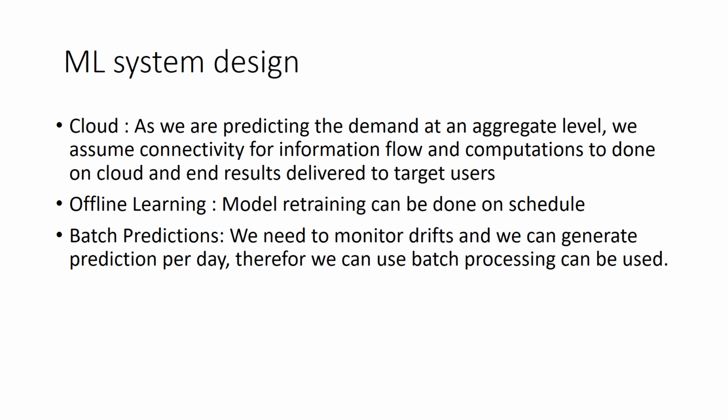Offline learning. Model retraining can be done on a scheduled time frame, and hence it does not need to be online all the time, and we can use an offline learning model here. Batch predictions. We need to monitor drifts, and we can generate the predictions per day. So it does not have to be real time and updated on a very short frequency, and hence we can use batch predictions in the ML system design.